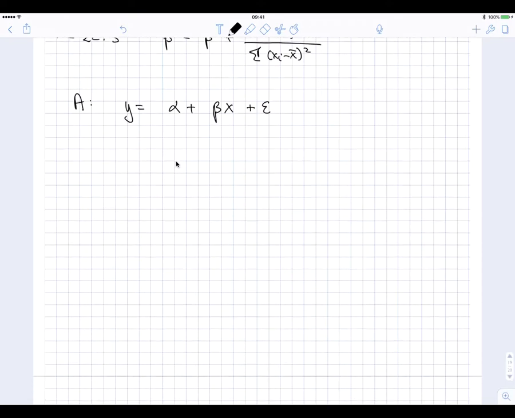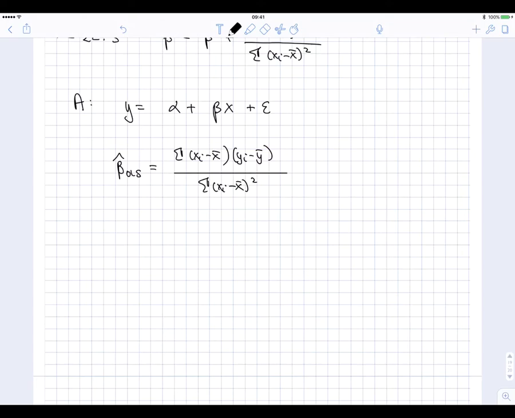The first thing to know, which I am not going to derive, but it's in your lecture notes, and you should know how to derive it, is that the beta hat OLS is equal to the sum of (xi minus x bar)(yi minus y bar) over the sum of (xi minus x bar), all of this squared, okay?